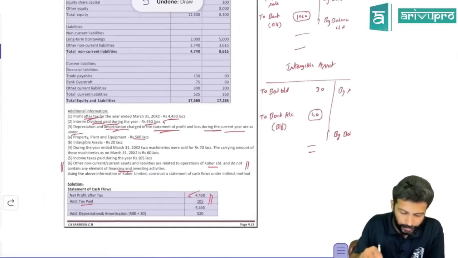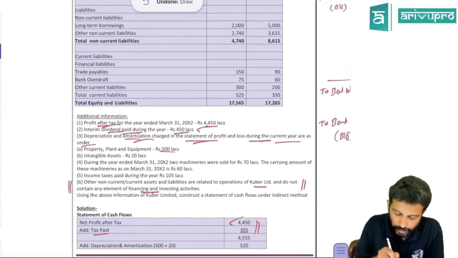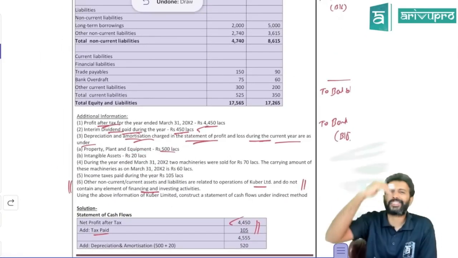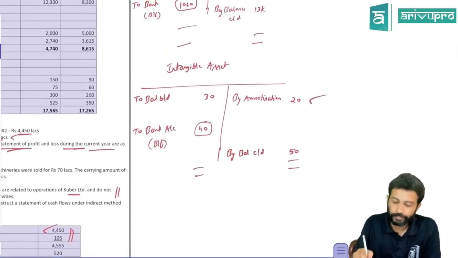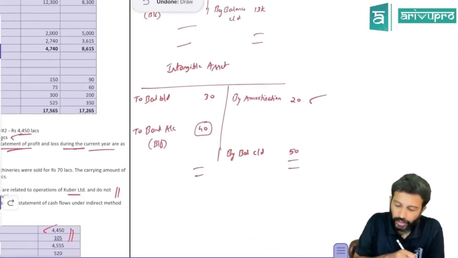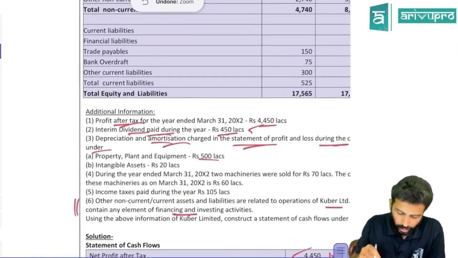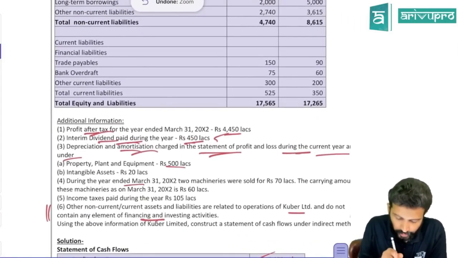Okay. How much is amortization for the intangible asset? They told 20. The journal entry is amortization account debit to intangible asset. So you'll write by amortization 20 here. So these are all captured. Yeah. Next, what, sir? Okay. Next, during the year, we'll go one by one.